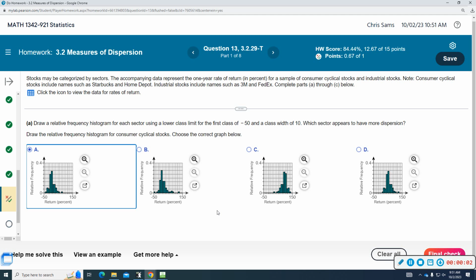All right, question 13. We have some stocks. We have a table with some data, percent of return for cyclical and industrial. It tells us some of the makeup of each of those stocks. I'm going to complete part A through C. We got 8 parts. So A wants us to do a frequency histogram, lower class limit of -50, class width of 10. Want to know which one has more dispersion.